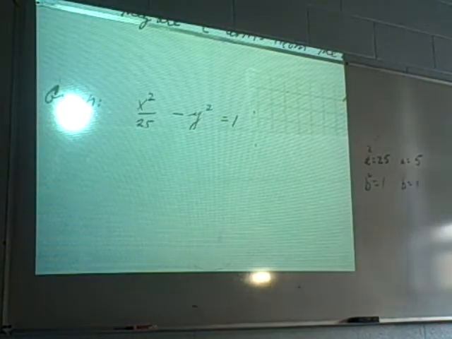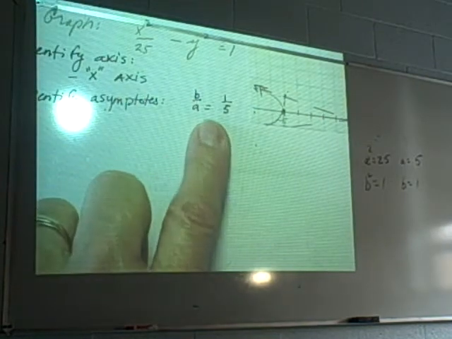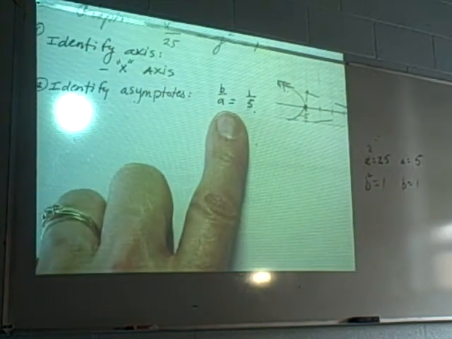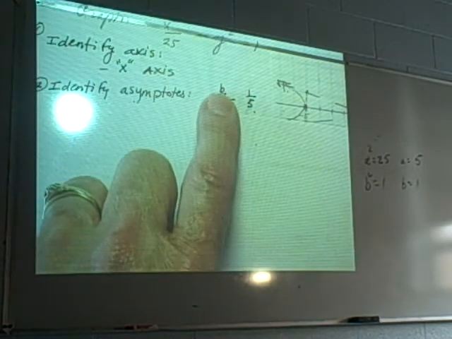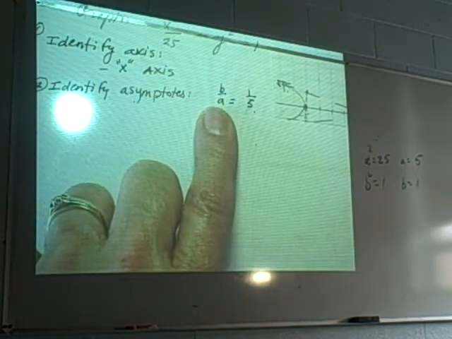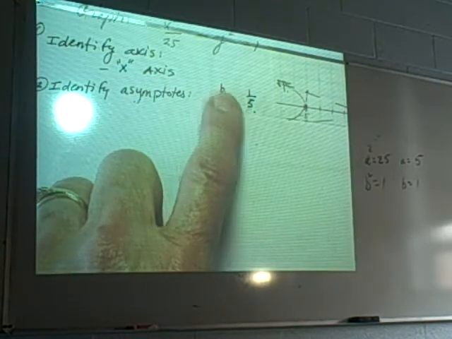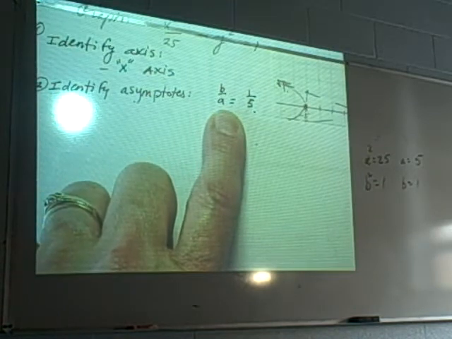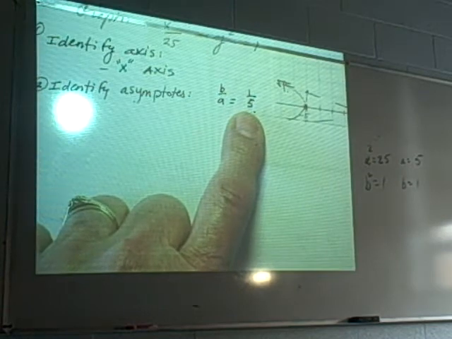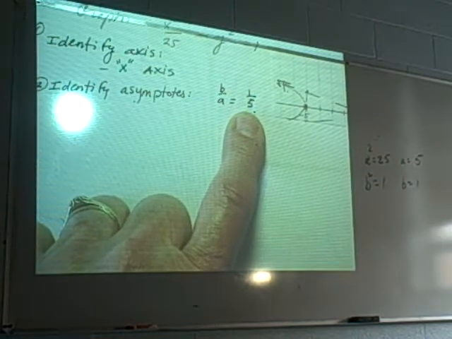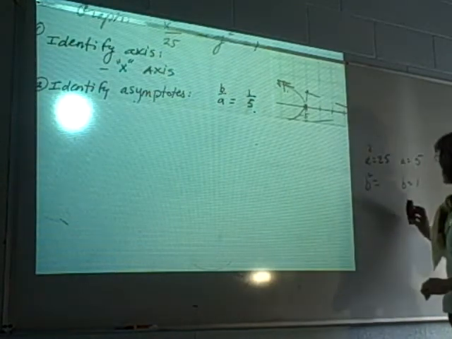Okay, so that's important to know, and we're going to jot that down. And we need that because we need to identify the asymptotes. And it's all about drawing the asymptotes. And so when we are drawing that and we're on the x-axis, we're going to use b over a. And in this case, I know that b over a is equal to 1 over 5. Sorry, I wrote this wrong. What is it when it's on the y?